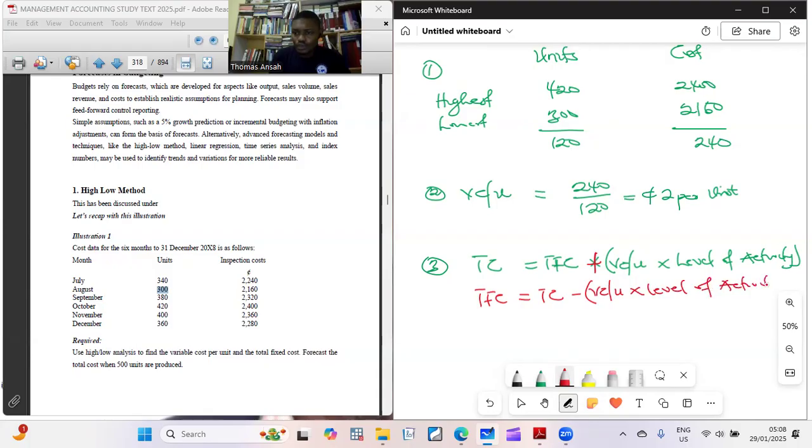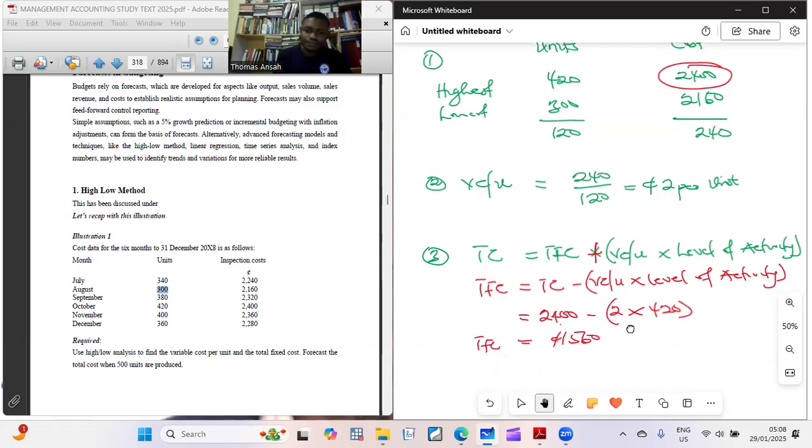If you remember when we did it in the second lecture, we can pick any of them. So you can start with the highest one, minus the variable cost per unit, which is 2, times the level of activity for this one, which is 420 units. So I think this is 840. And if I do 2,400 minus 840, I have the total fixed cost to be 1560 cedis.